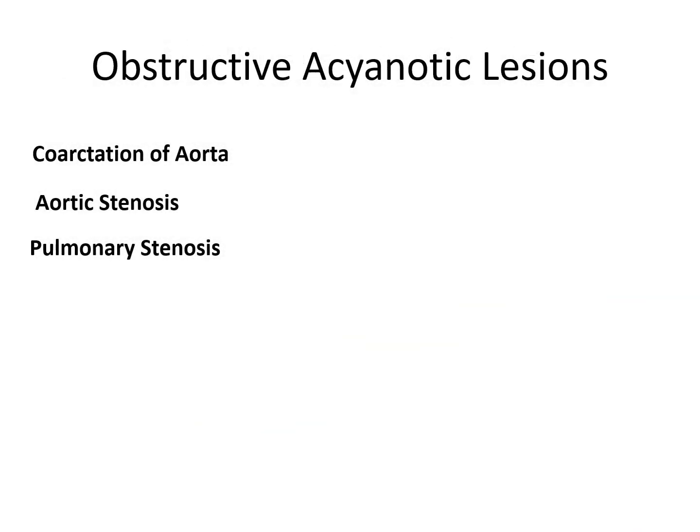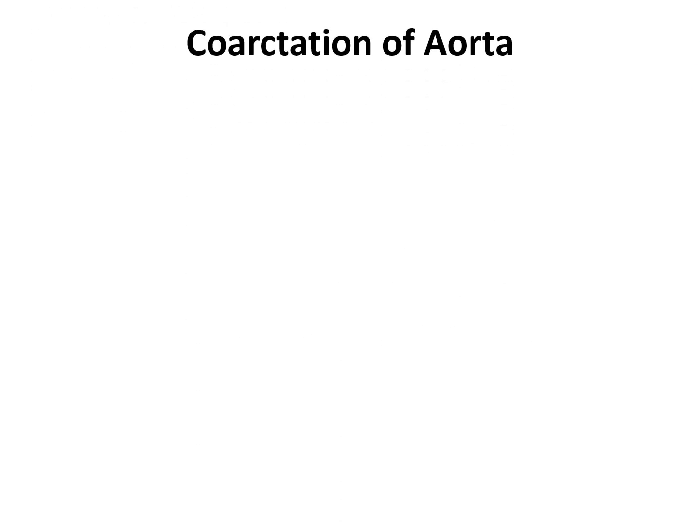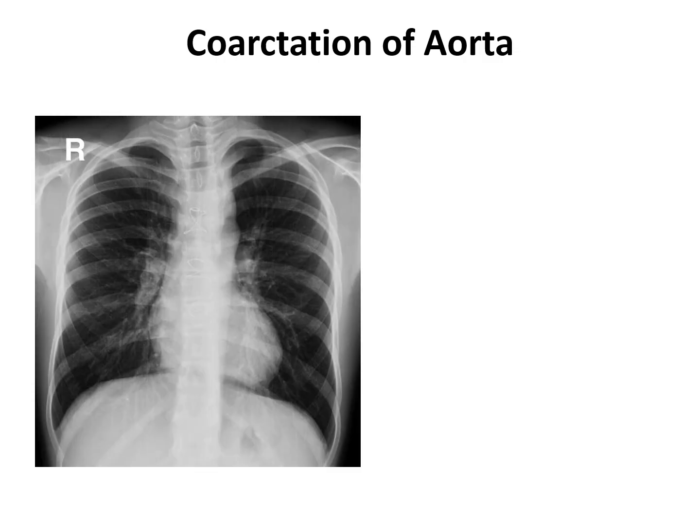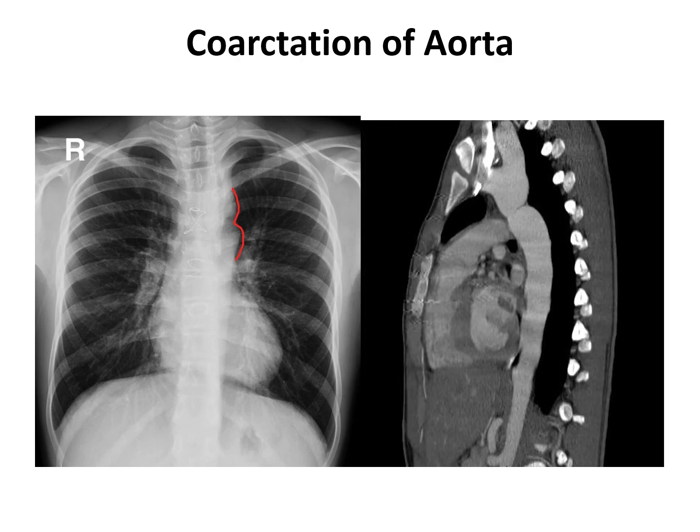Now the obstructive acyanotic lesions. So these are the coarctation of aorta, aortic stenosis and pulmonary stenosis. Now the coarctation of aorta, that is the narrowing or stenosis of the aorta. So it manifests as the figure of 3 sign, as we can see here. So this is the abnormal contour of the aorta. As we can see in this image, there is a notching in the aorta. This is the CT sagittal image.